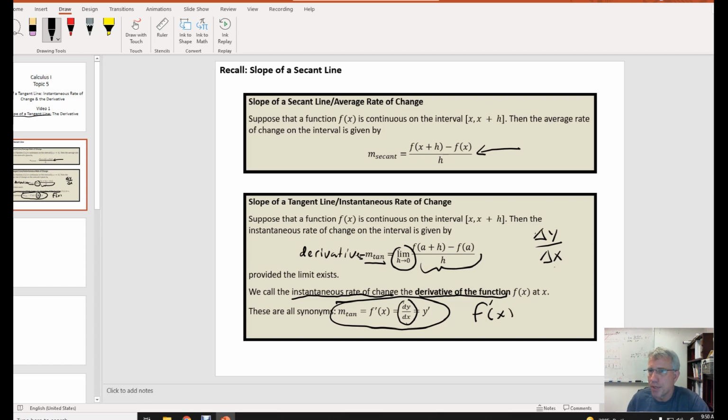And then sometimes, instead of f of x, you use y to represent a function. And if we do that, then the derivative f prime is also represented by y prime. So when you're asked to find the derivative, it can be thrown at you a lot of different ways. Find the slope of the tangent line. Find f prime of x. Find dy dx. Find y prime. Find the instantaneous rate of change. Those are all different ways of telling you to find the derivative of a function.